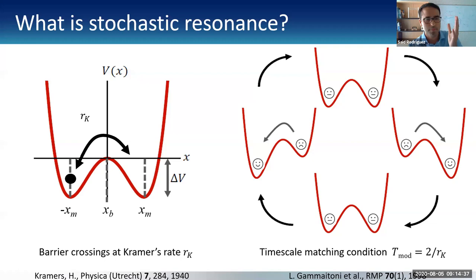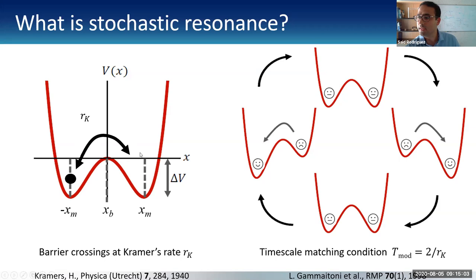So when the potential is symmetric, the particle has equal probability to be in either of the wells. But when you tilt it to the right, then it will spend most of the time in this well and less in this one. And when you tilt it to the left, it is the opposite, right? And so now you can imagine that the period of this modulation can synchronize with the crossings of the barrier just due to the Kramers rate, right?